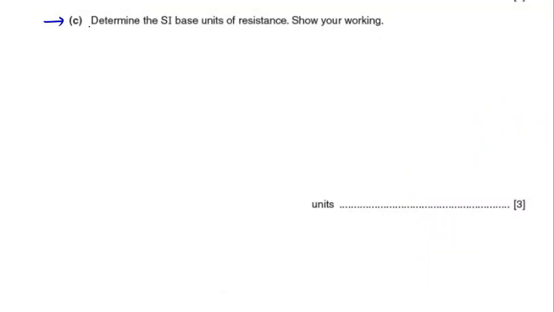The last part, part C says determine the SI base units of resistance and show your working. Students, to determine the SI base units of resistance, we need an expression for resistance. Now students, we learned in the IGCSE that resistance is given by the expression V over I, where V is the potential difference and I is current. The SI unit of potential difference is volt and SI unit of current is ampere. Students, ampere is an SI base unit, but volt is not an SI base unit. So let's replace potential difference by its expression so that we can determine the SI base units of resistance.